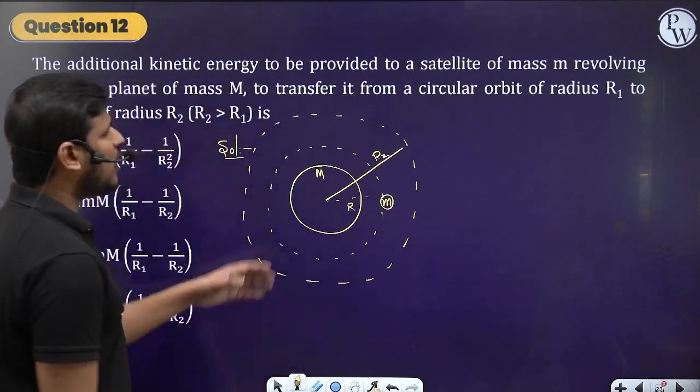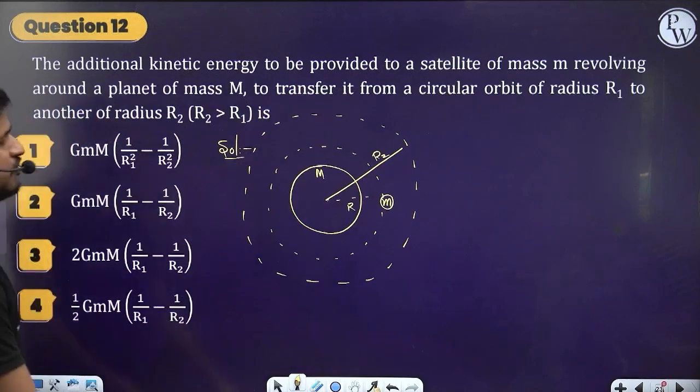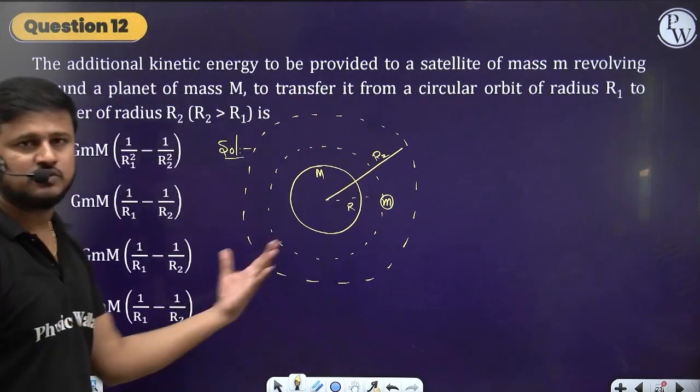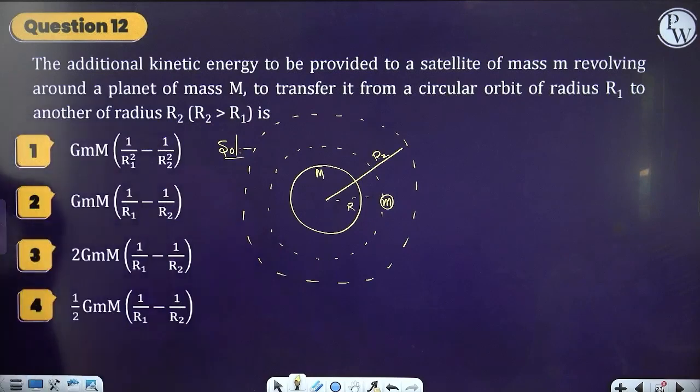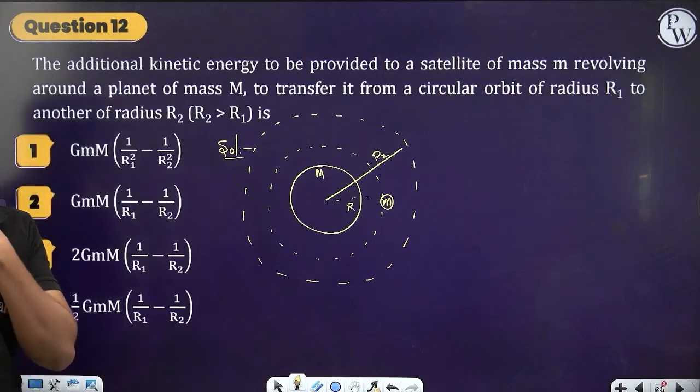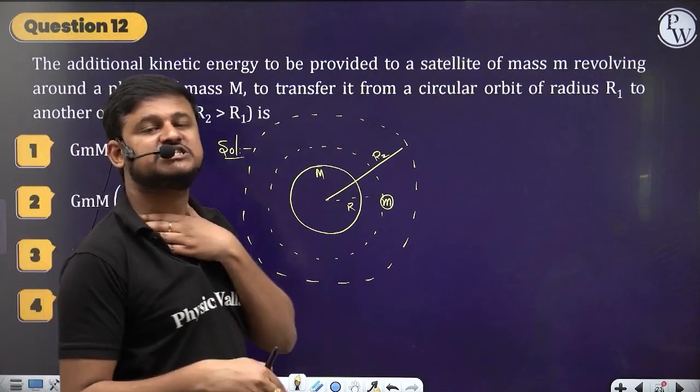So then what additional kinetic energy should you give? That's the question, so try that. First, what is the total initial energy and what is the total final energy? You can just simply write that. Kinetic energy always supplies energy to the satellite, guys.